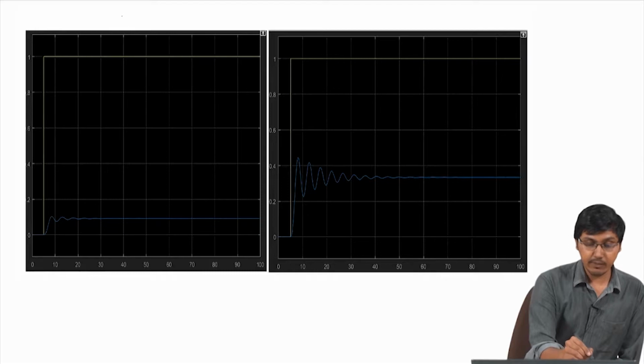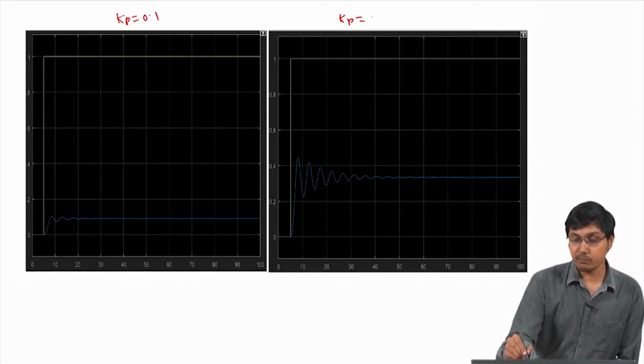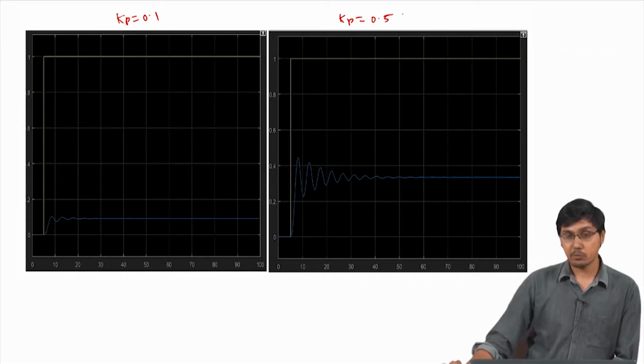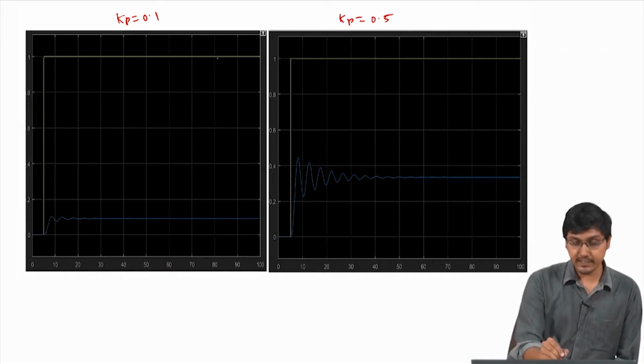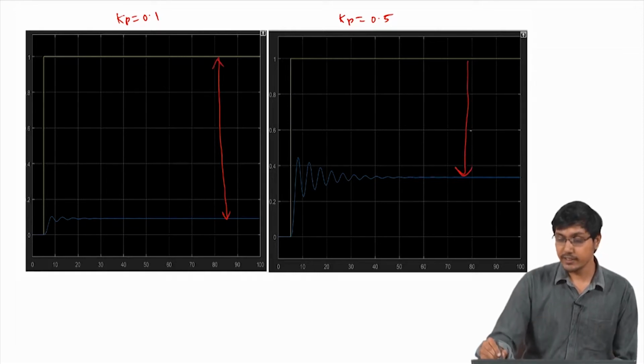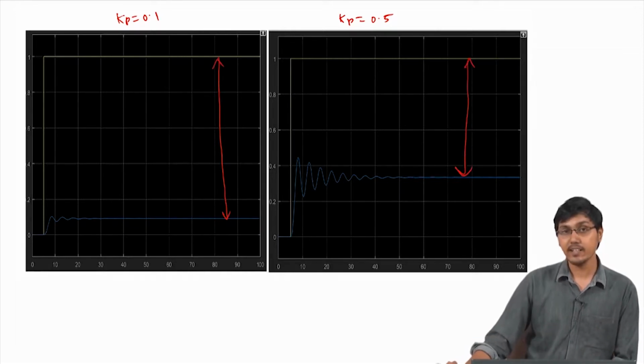So, this is what we have simulated for Kp equal to 0.1, and this is what we have simulated for Kp equal to 0.5. So, we will compare both. The first thing we can easily see is the offset here and the offset here. Increasing the proportional gain has actually decreased the offset.